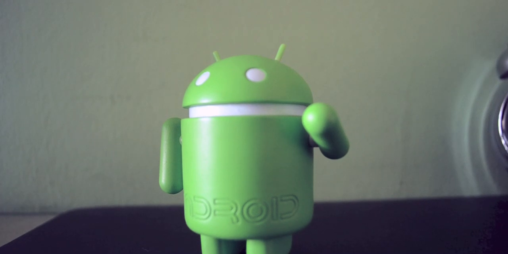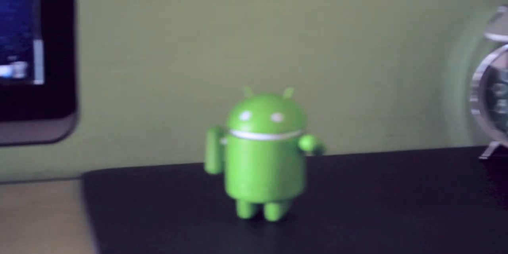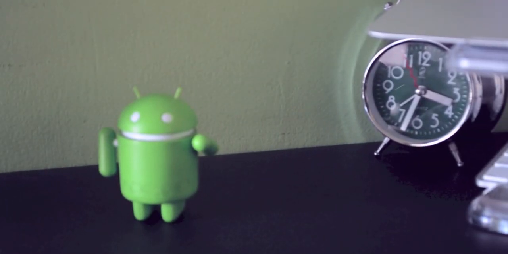Now, right next to my monitor, I do have my little Android figurine here. Doesn't do much, but it looks pretty cool on my desk. Now, right next to that, I do have my little alarm clock. Basically, my alarm is never on, but I like to look at an analog clock for telling the time all the time.